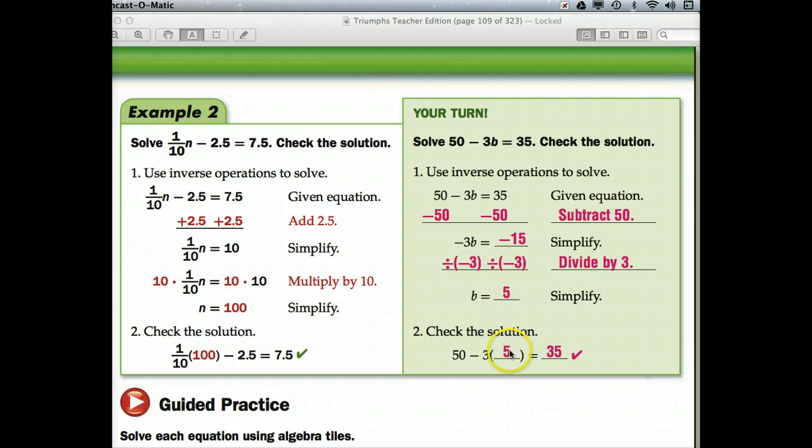We go back in and we check our solution. 50 minus 15 is 35. Good job.